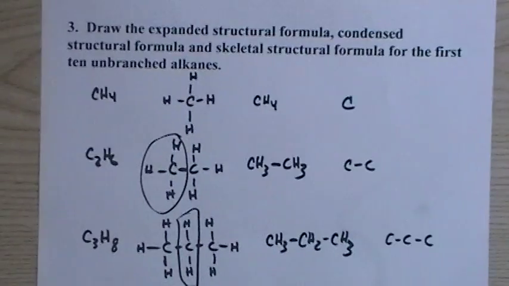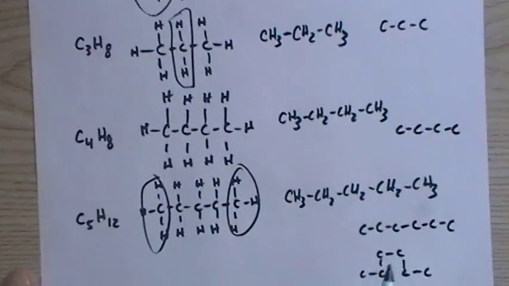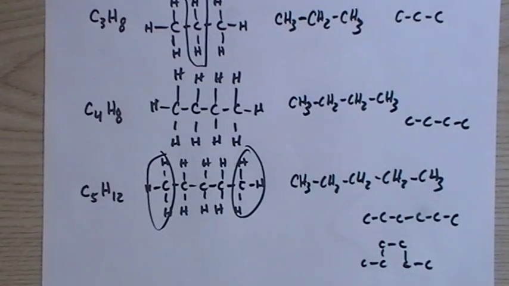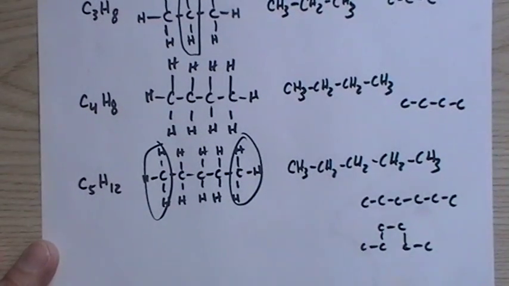This is methane, ethane, propane, butane, pentane, and then C6H14 is hexane, then you have heptane, octane, nonane, and decane. And you need to know those names and those formulas and all of these formulas here.